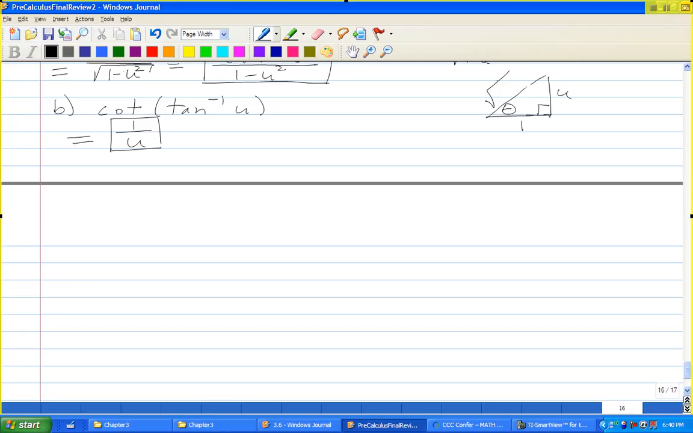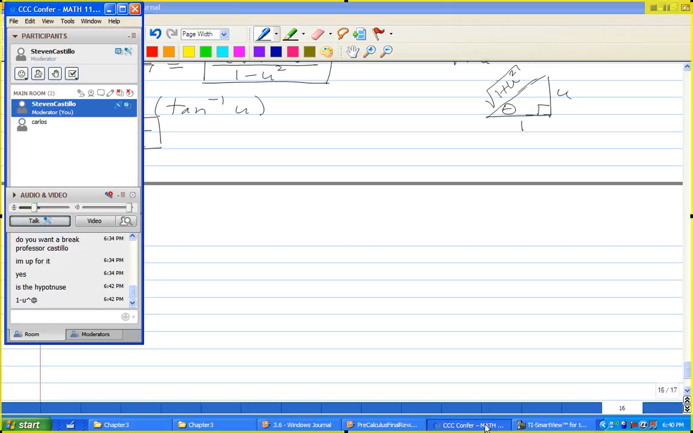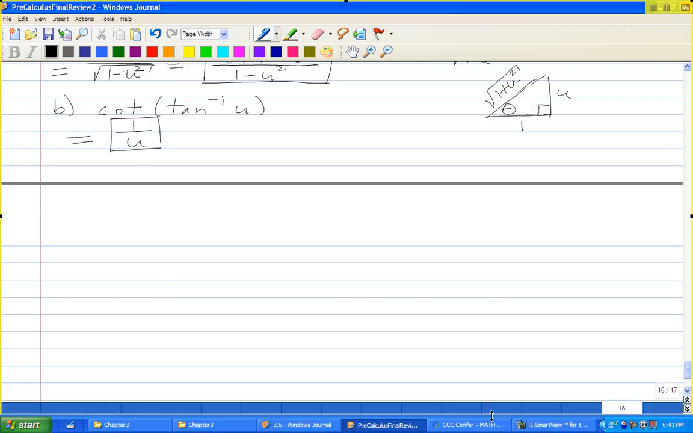Because a squared plus b squared equals c squared. So 1 squared plus u squared is this squared, which is 1 plus u squared. Okay? For this one. Okay.